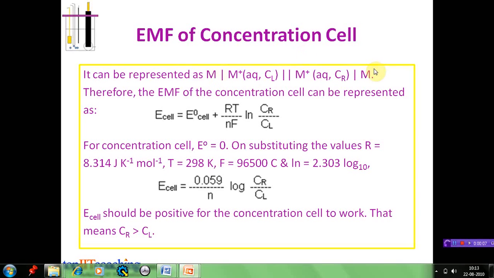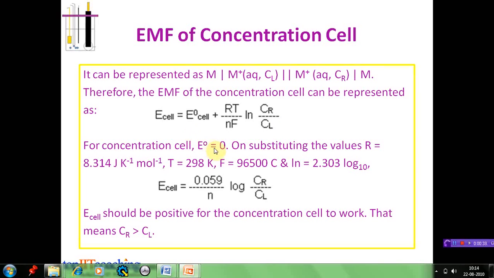This is the general representation of concentration cell, in which M on both the sides denotes the electrode, M plus is the electrolyte, aq denotes its aqueous state, Cl is the concentration of the electrolyte in the left half cell, and Cr is the concentration of the electrolyte in the right half cell. As per the Nernst equation, we can write the EMF of the concentration cell as E cell is equal to E naught cell plus RT divided by NF natural log Cr upon Cl.